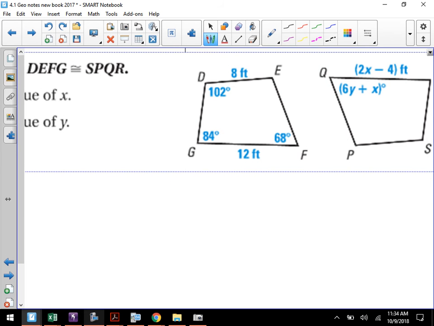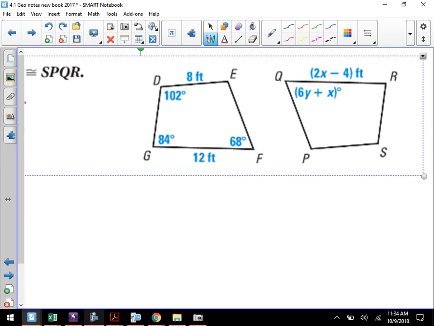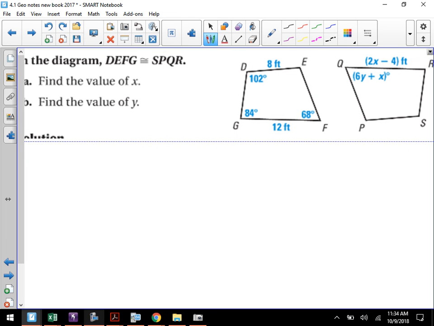In the diagram, it says shape DEFG is congruent to SPQR. Now, when it comes down to these things, do you need to draw everything? Probably not. But understanding what things match with what will allow you to figure this out. Okay?